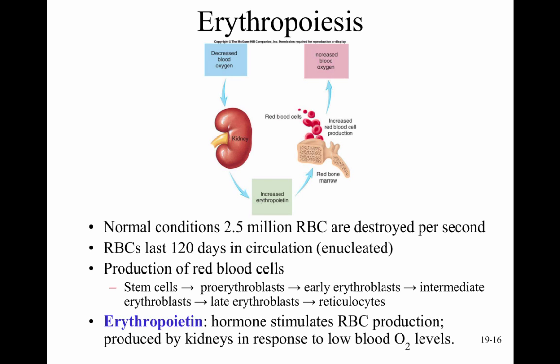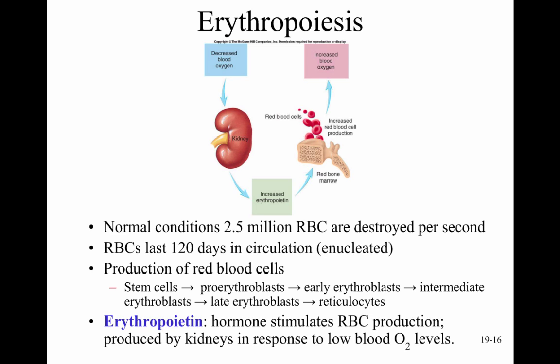Erythropoiesis is the life cycle of a red blood cell. So in normal conditions, 2.5 million red blood cells are destroyed per second. So you are going through a lot of red blood cells, and you have to produce that many red blood cells to keep your formed element, the red blood cell concentration, high enough. Red blood cells last 120 days. We talked about it because it doesn't have a nucleus. There are really no organelles within a red blood cell, so it's not maintaining the cell at all. It has the hemoglobin pretty much in it.